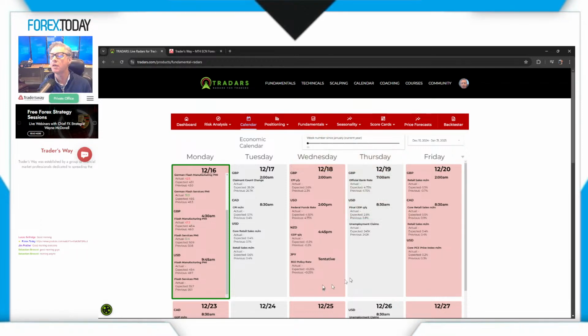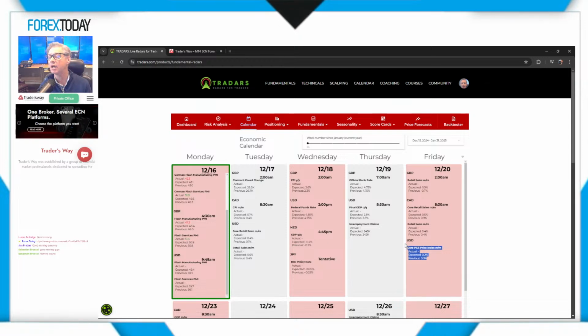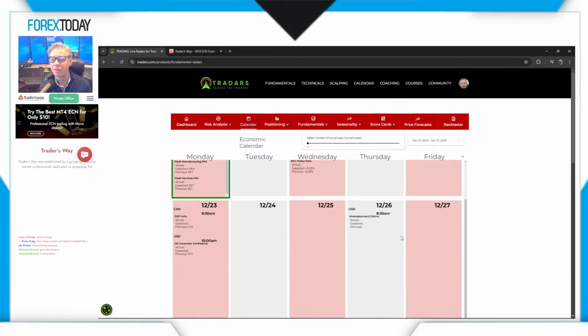Then, if things couldn't get busier, the next day we have the Bank of England interest rate decision. Then, in case you're bored, we have United States GDP. And then, on Friday, PCE. Holy smokes.